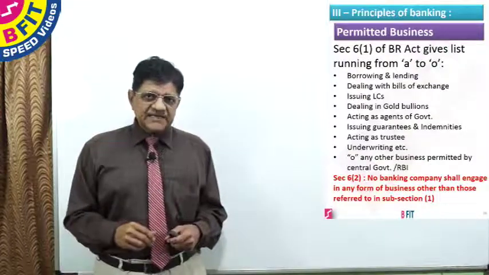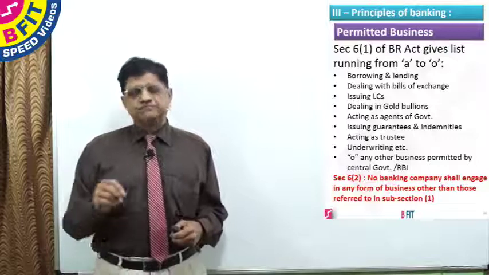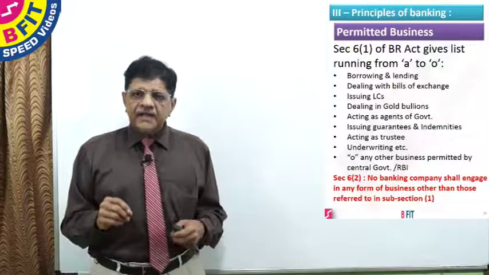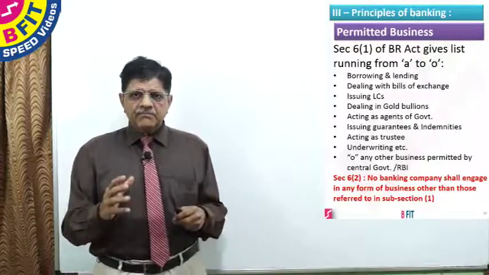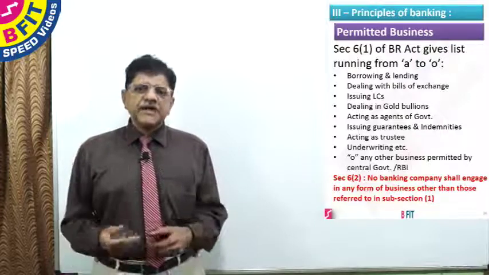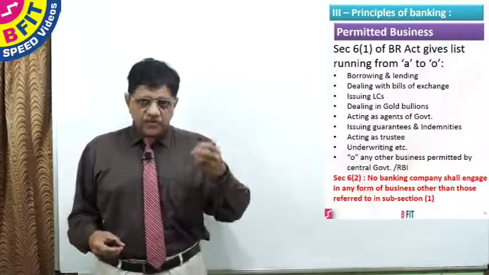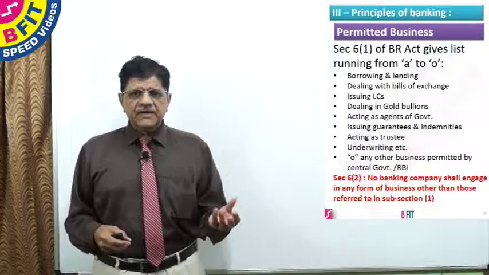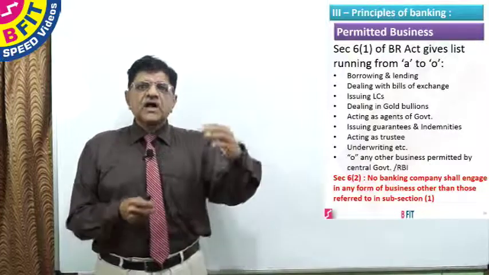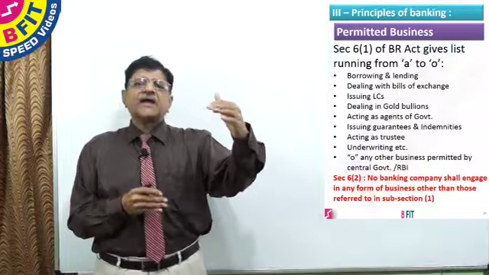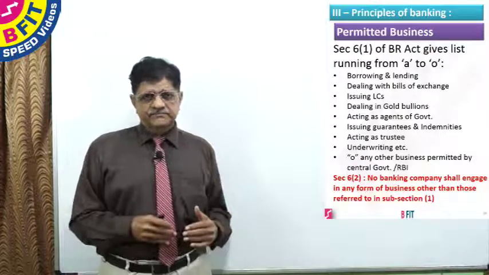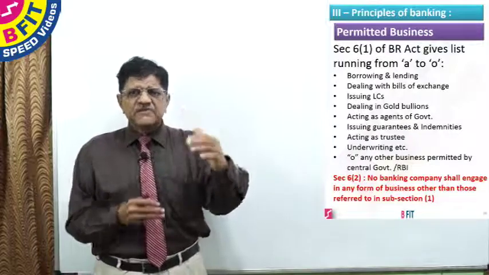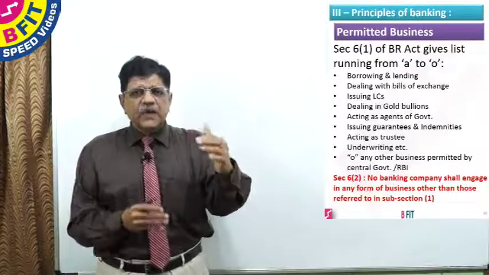In O, the Act says any business which is permitted by the central government and the Reserve Bank of India can be undertaken by a bank. So what are the permitted businesses is very clearly stipulated from A to O, and there is also a provision by which any other business permitted by Reserve Bank or government the bank can do. So these are the businesses. This is the area in which a banker can play. You cannot play in any other area. Your area of operation is very restricted to the activities that are very specifically stipulated and mentioned in section 6(1) A to O.